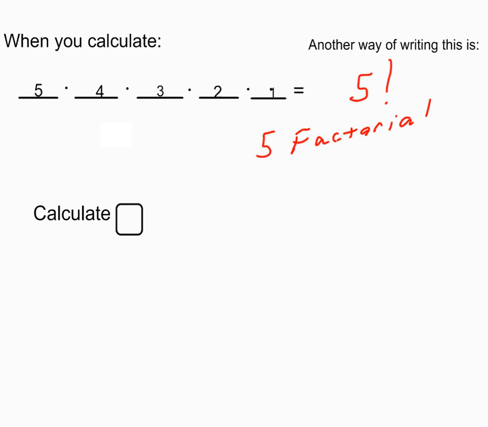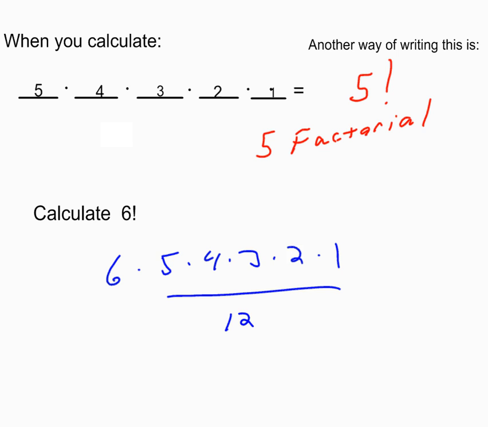On your notes, can you go ahead and calculate 6 factorial? Well, that's going to be equal to 6 times 5 times 4 times 3 times 2 times 1. And since we already know that's 120, 6 times 120 is going to give me 720. And that's the idea.